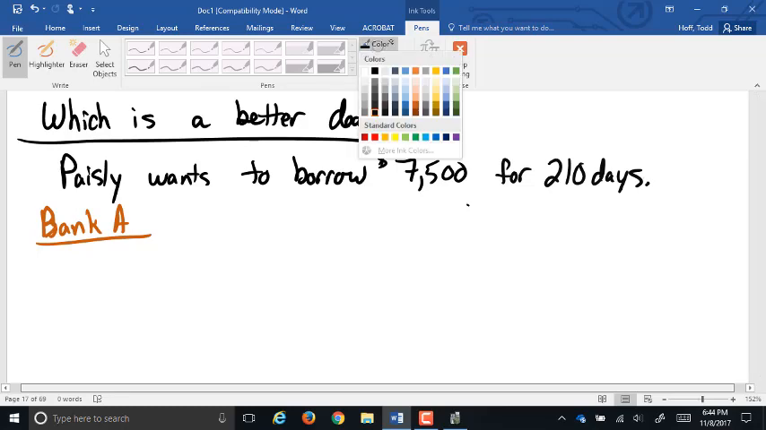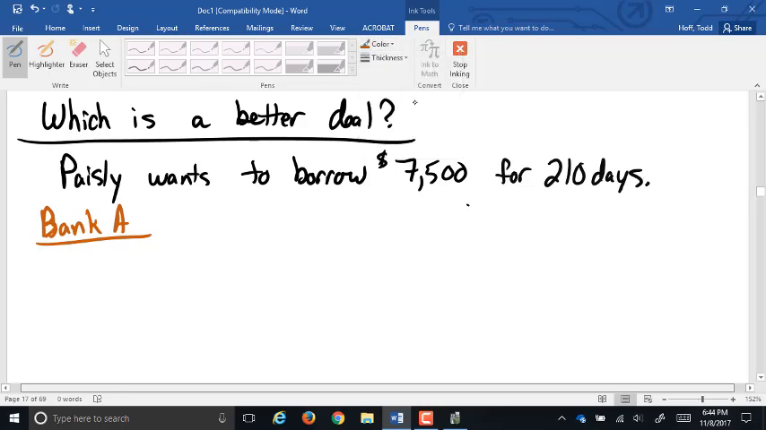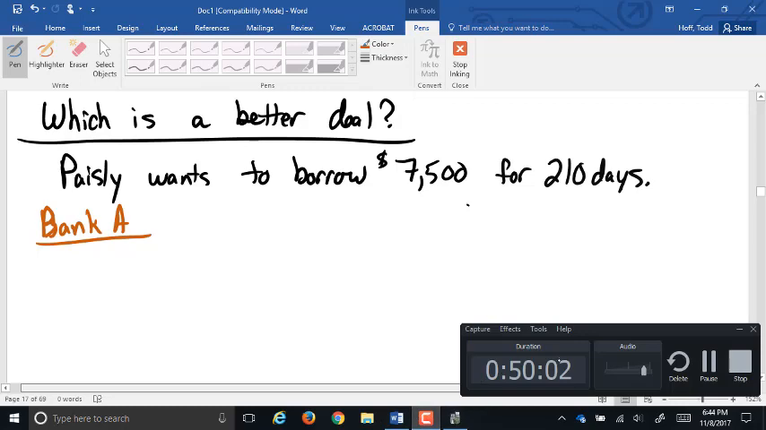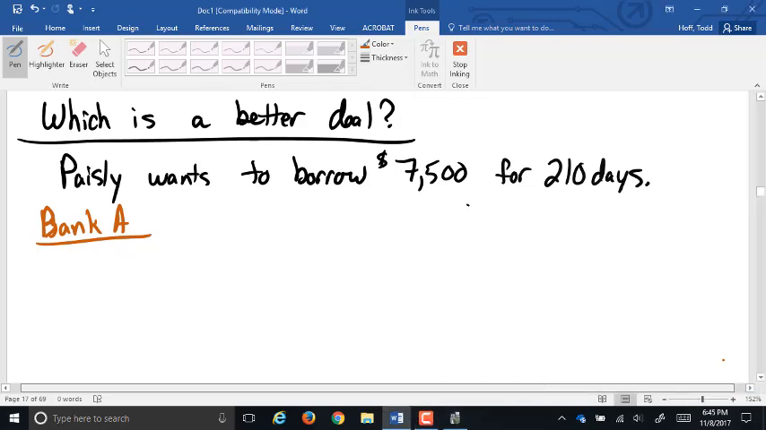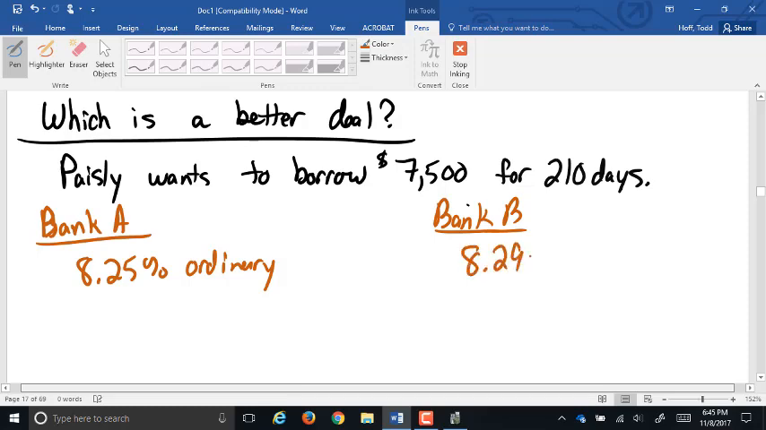Anyway, Bank A is offering 8.25% ordinary interest. Bank B is offering 8.29% exact interest. Which is a better deal?